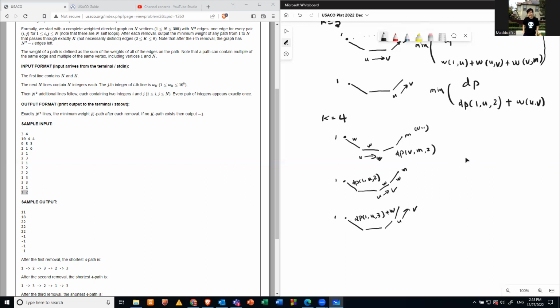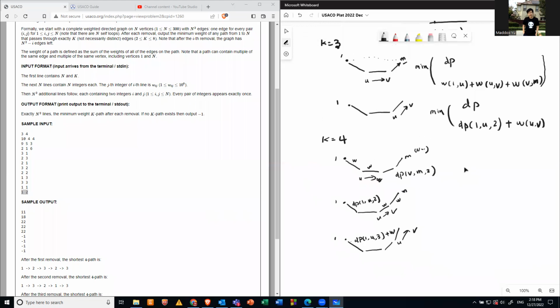Now, we need to find... if you look at all the cases we have here, okay? If you look at all the combinations, I only used paths from 1 to u with all the possible cases, or used i to j with k of 2, right? I did not, and k of 1 is just the original weight.